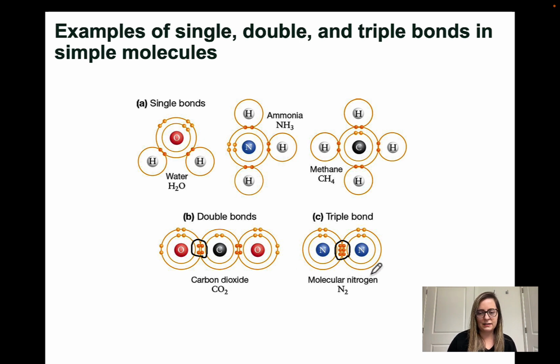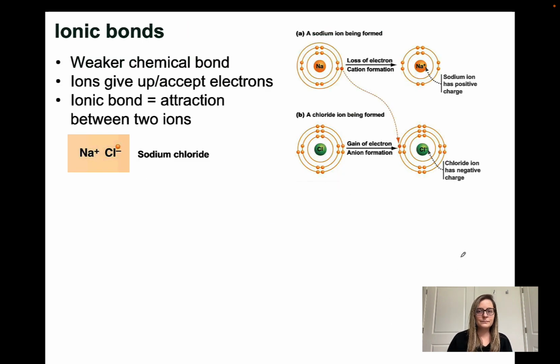And so we see these in small molecules, and this is just something to pay attention to. Sometimes this double bond is represented by 2 lines and a triple bond is represented by 3 lines. So be comfortable knowing how many electrons are in different bonds and how we might represent that in line diagrams. Okay, so that's what I have to say about covalent bonds.